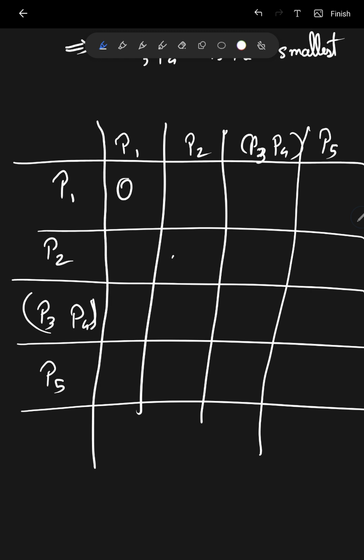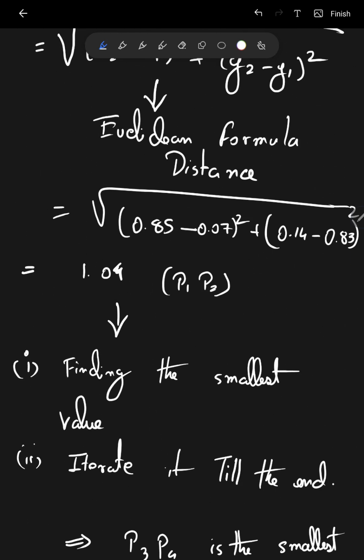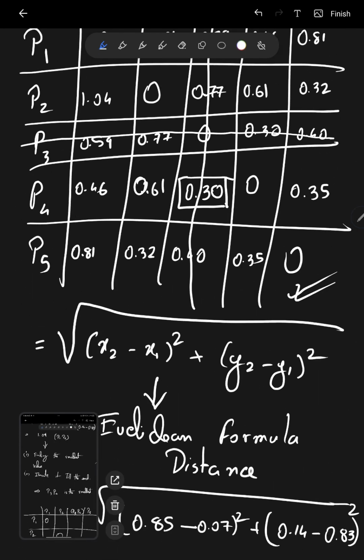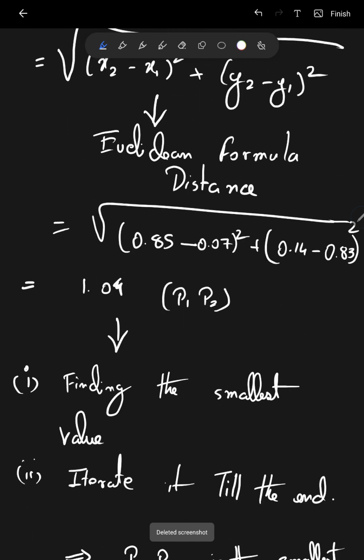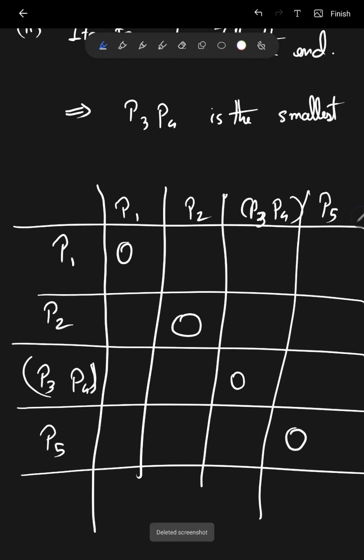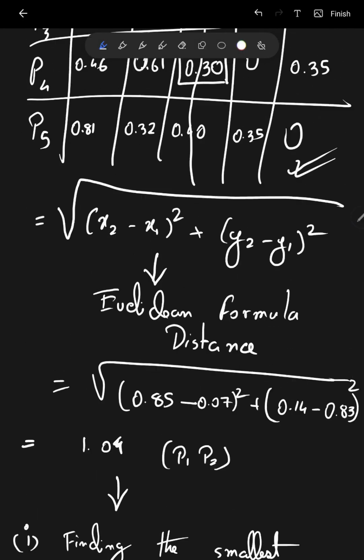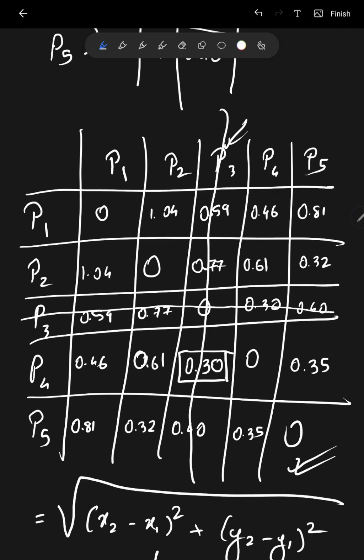So again we can fill the diagonals as 0. Okay, we have filled the diagonals. Now from the table, before table, we can see P1 and P2 is 1.04, so we'll start filling it down. 1.04. Now when it comes to P3 and P4, we have cancelled out this row and this column.